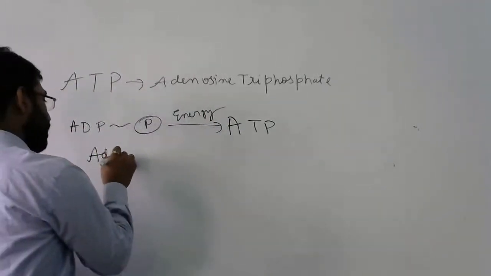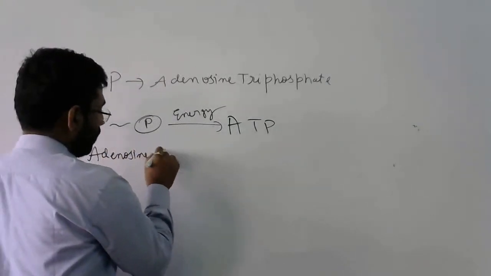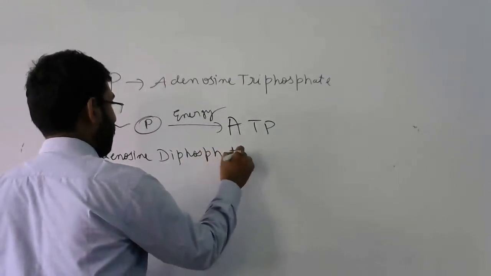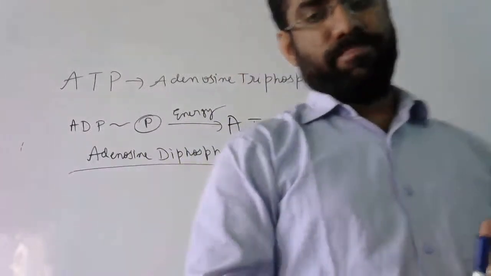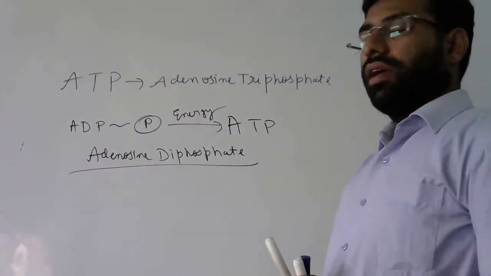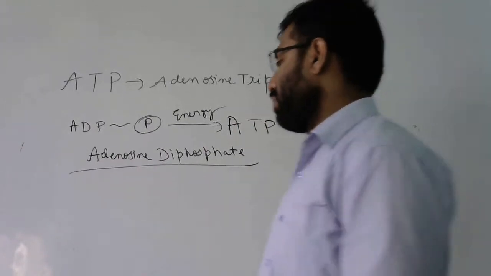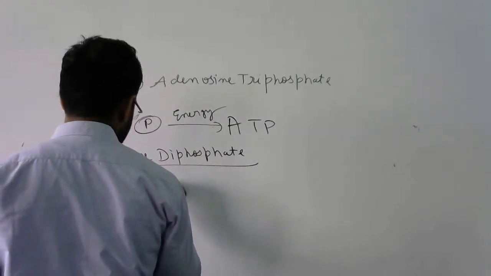This is adenosine diphosphate. Adenosine diphosphate. So this is ATP, which is called the energy currency of the cell.